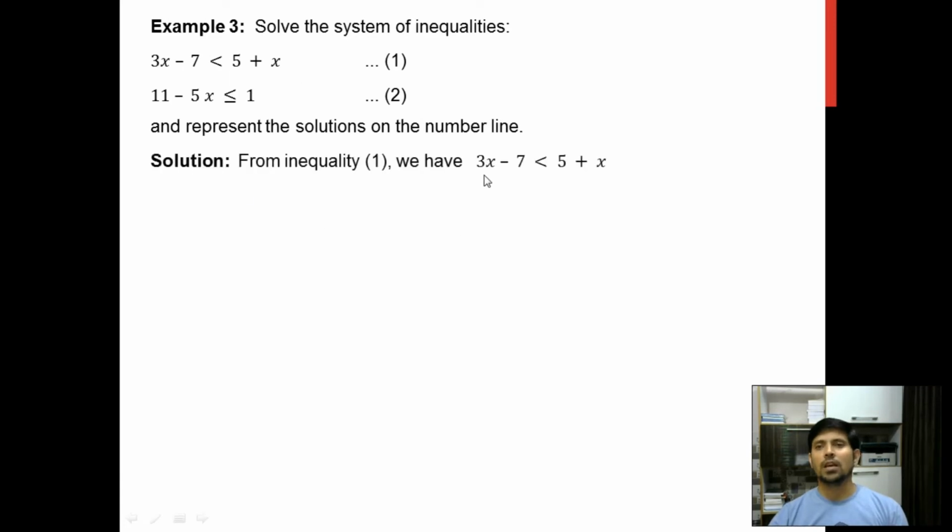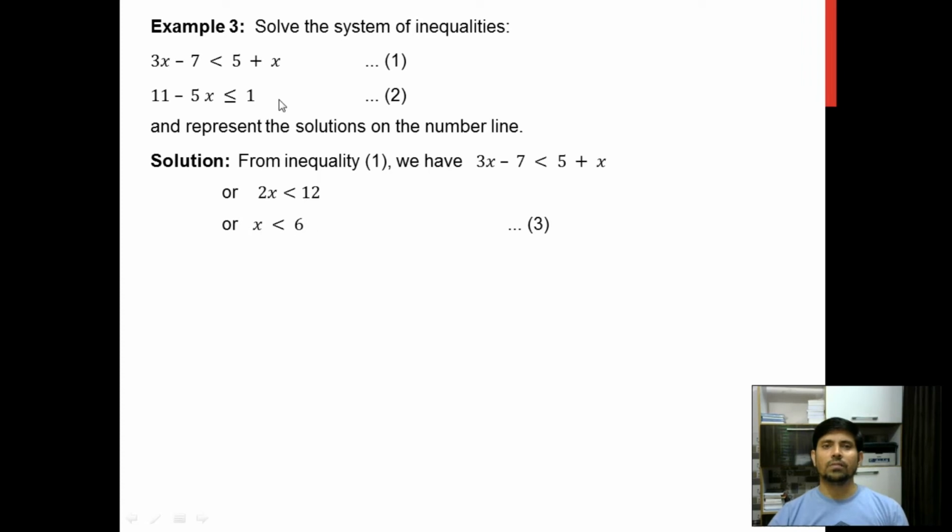So see here, the first inequality is given, this is 3x minus 7 is less than 5 plus x. Now in the next step we will subtract x from both sides and add 7 to both sides. Then we get this inequality, and dividing by 2 we get x is less than 6. This is the next inequality we assume, x is less than 6. This is the third inequality, we have given it the name.